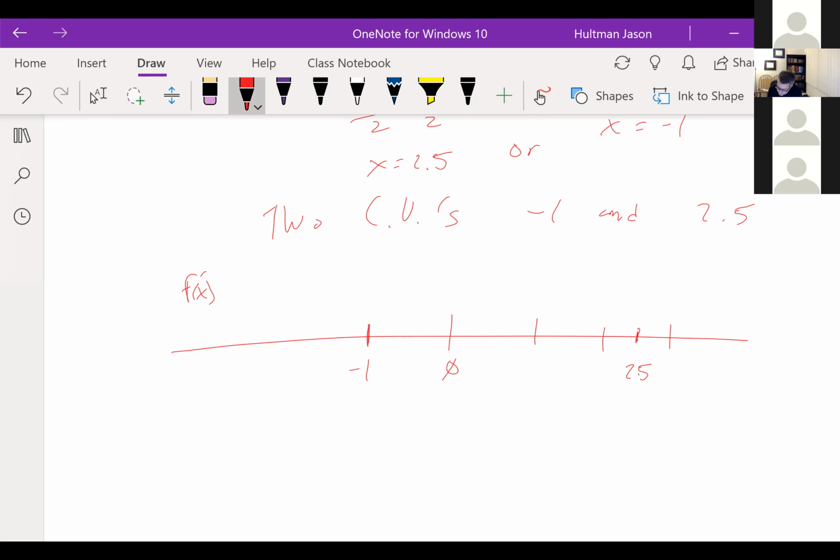And on either side of 2.5, I have 2 and 3. On either side of -1, I would have -2 and 0. So here are the neighbors to -1, and here are the neighbors to 2.5. And so the derivative is equal to what at -1?